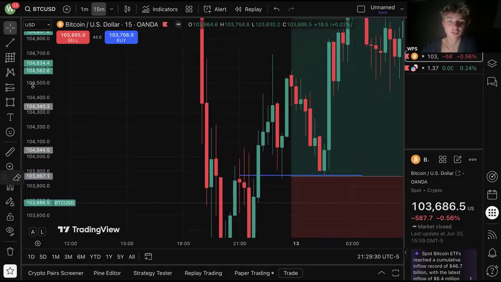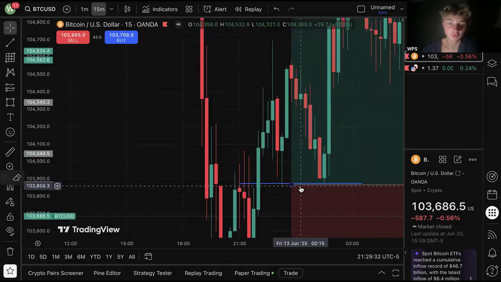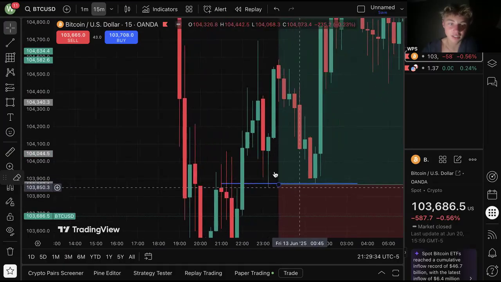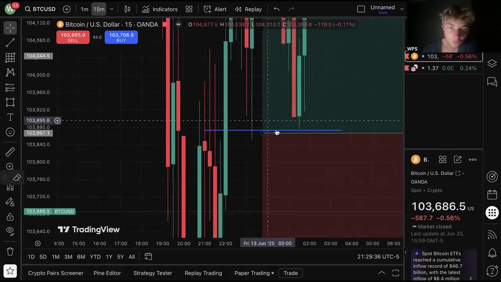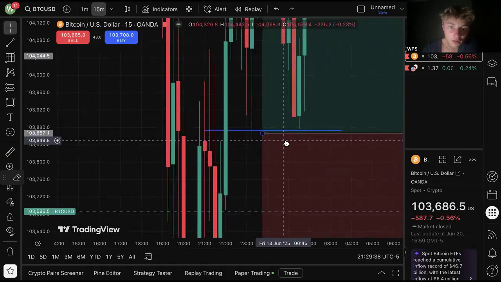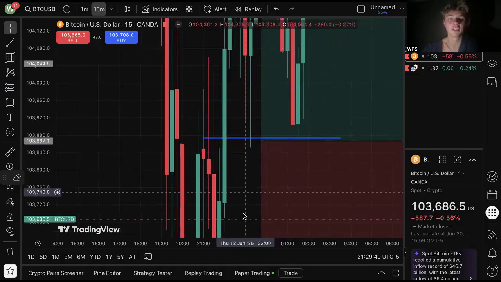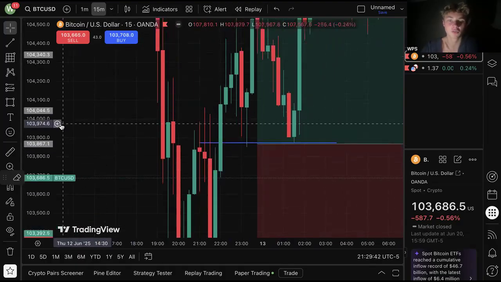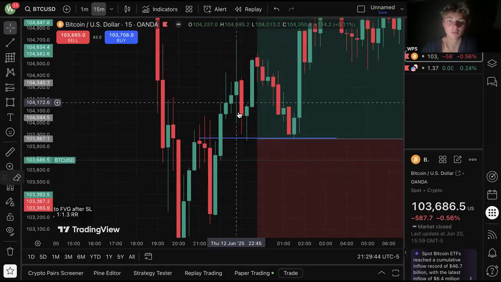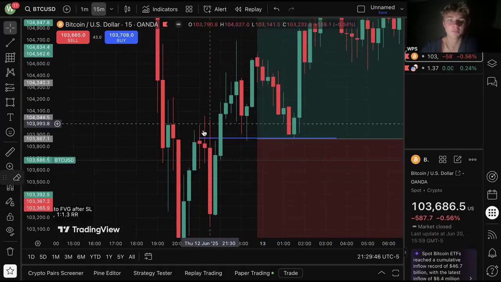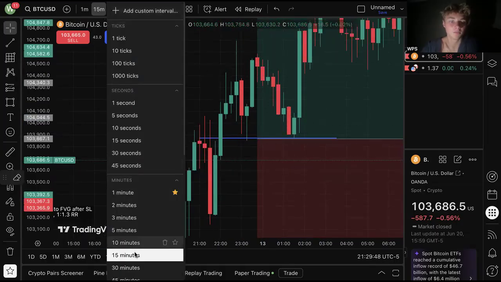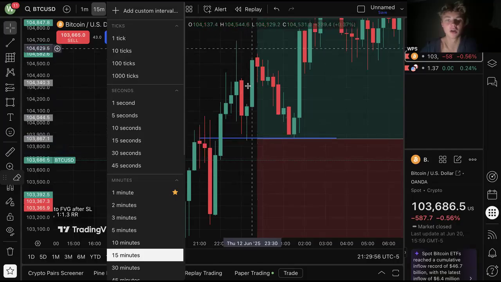So price retraces fully or almost fully into this. It has like a tiny bit of room, but it does retrace almost fully. So as soon as I get that, I would just get a break of structure on a smaller time frame, which would be just pretty much either here or pretty much anywhere.